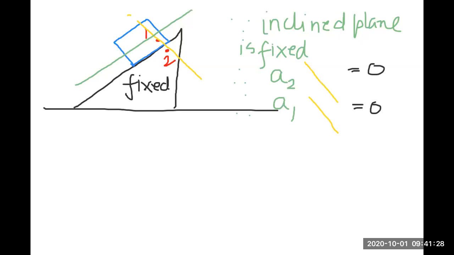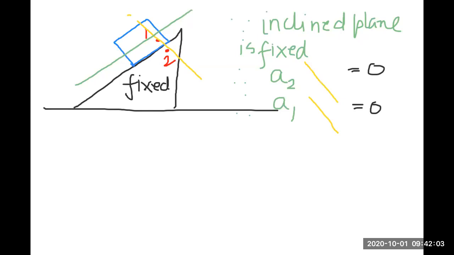So as long as I ensure that the block always remains in contact with the inclined plane, the acceleration of the block must be along the inclined plane. And the reason is that perpendicular to the inclined plane, the acceleration of the inclined plane is zero, and therefore perpendicular to the inclined plane, the acceleration of the block must also be zero. Okay, right? I hope everybody is understanding this.